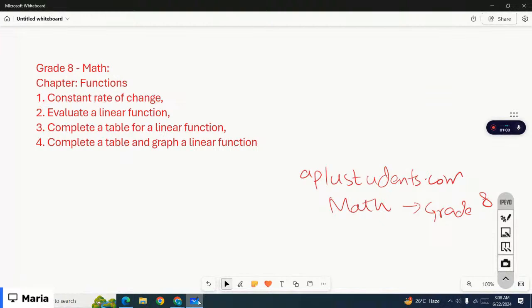We are here for grade 8 math. You can find all the lessons on apstudents.com. You have to log in there using your email address and password as provided by the administrator. Then you have to select math from the subject tab.